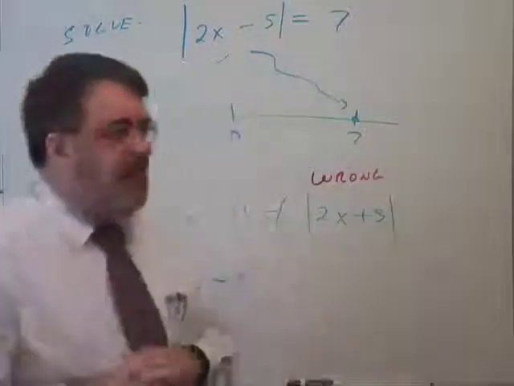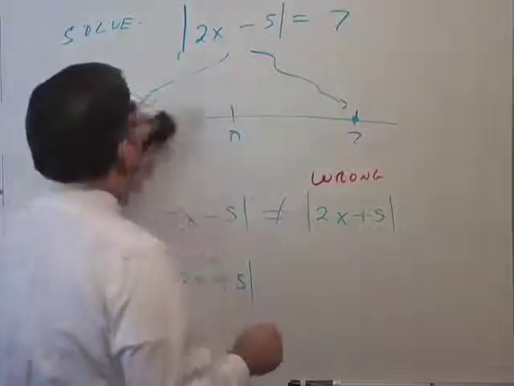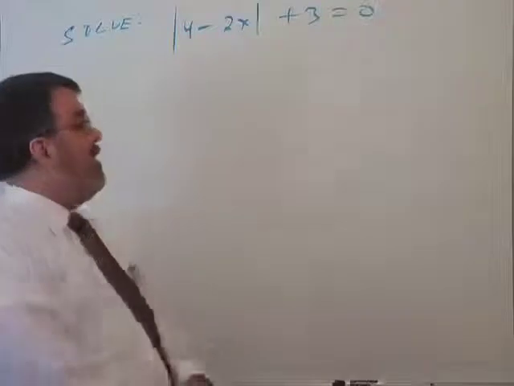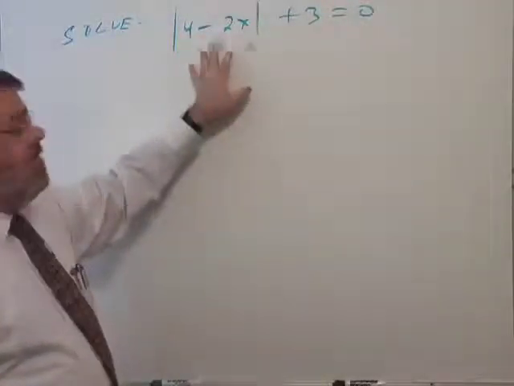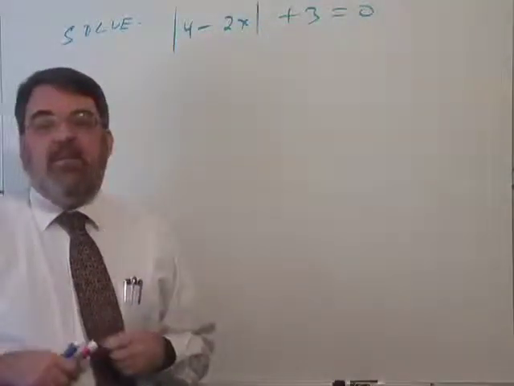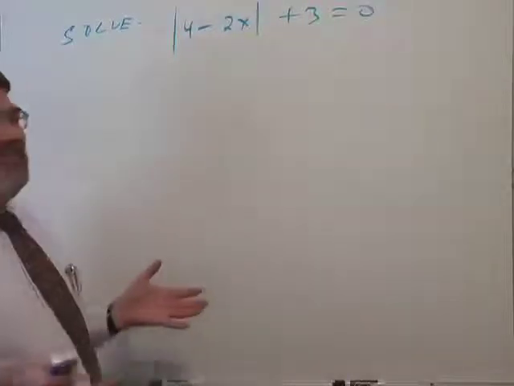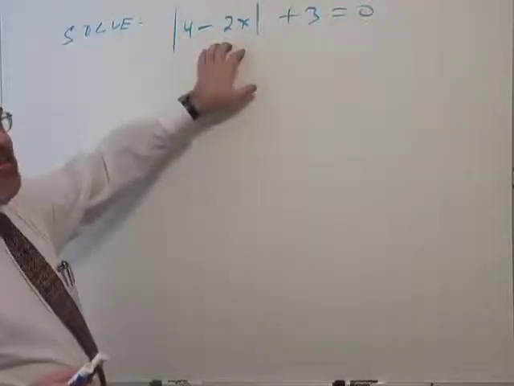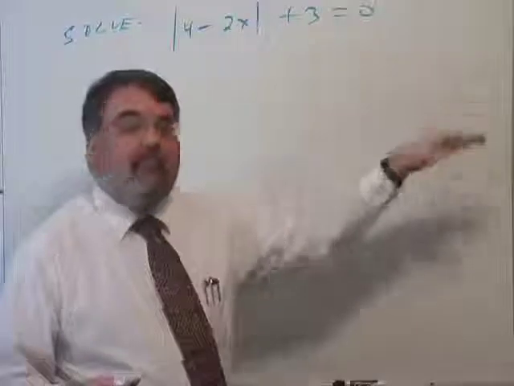All right, let's do one more, and I'll erase the board. Actually, I want to do two more, and this one will go very fast. The absolute value of 4 minus 2x, plus 3, equals 0. What's the answer? See it? There is no answer. Why? Because absolute value has to be positive. Positive plus 3 cannot be 0.